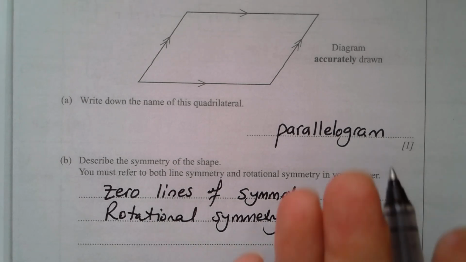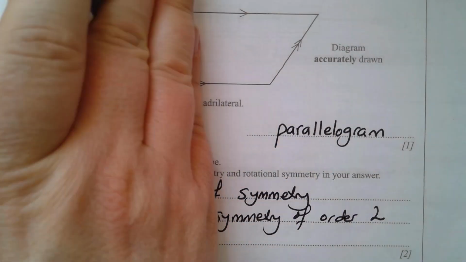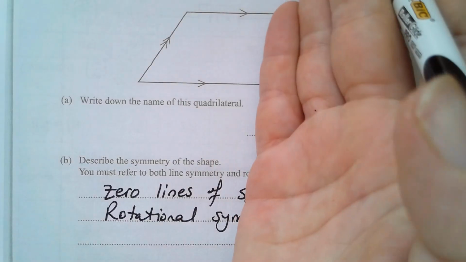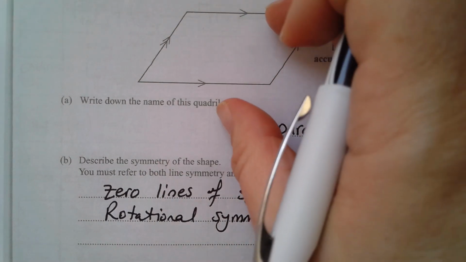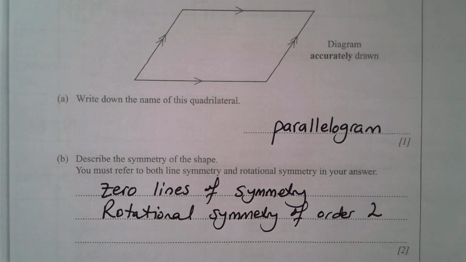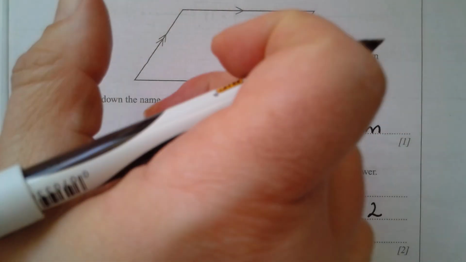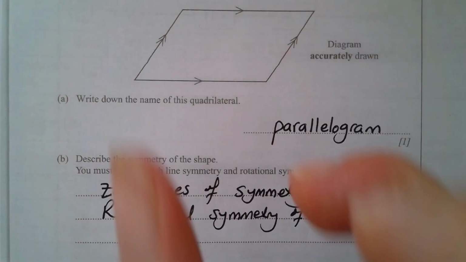So lines of symmetry is when you reflect it. If you put a mirror, you can see the same thing each side, as this isn't. And then rotation is when you turn it round, and can you see the same shape? Well, yes, with a parallelogram you can see it. First time as it is, second time once you've turned it.